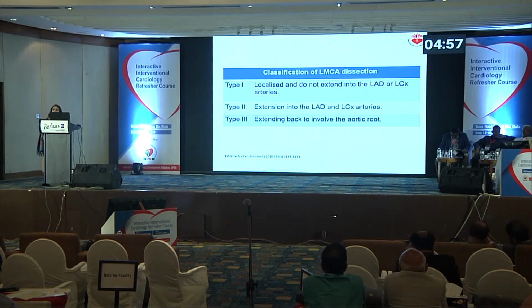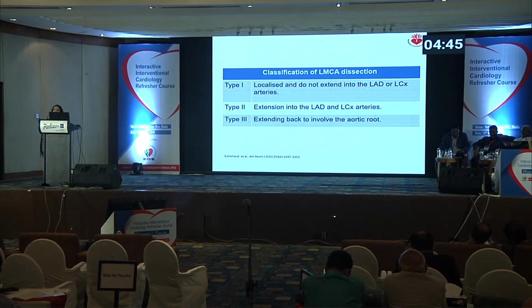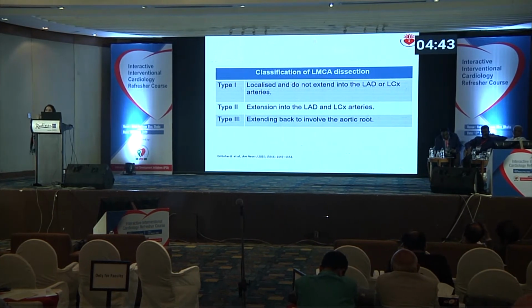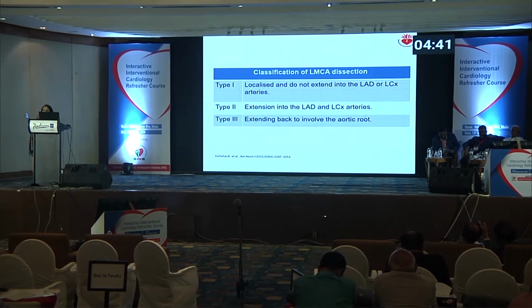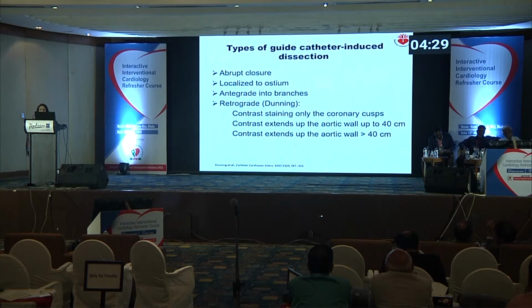Giving more emphasis on left main dissection, it is again classified into 3 types. A dissection only localized to the left main, not extending to any branches, is categorized as type 1, whereas a dissection extending up to the LAD or circumflex artery is type 2, but a dissection extending retrogradely out into the aortic root is categorized as type 3.